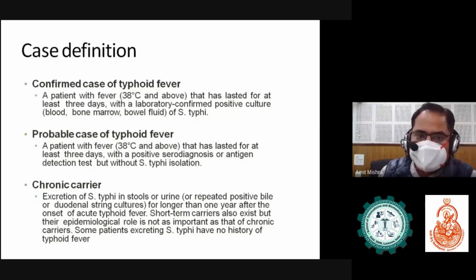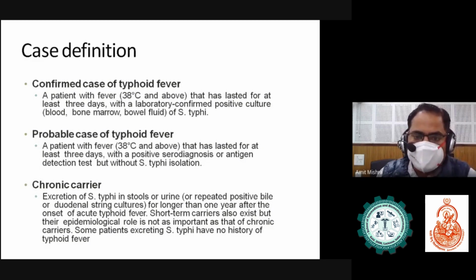We can define Enteric fever into three categories: confirmed case of typhoid fever, probable case of typhoid fever, and chronic carrier. What is a confirmed case? A patient with fever, 38 degrees centigrade and above, that has lasted for at least 3 days with a laboratory-confirmed positive culture. So you can say confirmed case only when there is a laboratory-confirmed positive culture from blood, bone marrow, or bile.